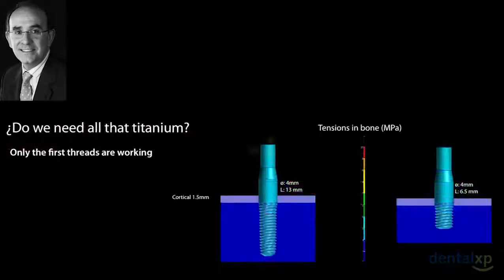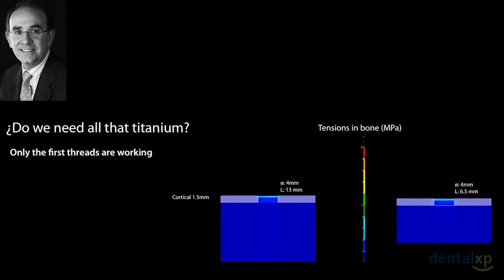If we observe the distribution of tension around the implants in the lab, we see that if we compare one implant of 13 millimeters with one of 6.5, in both cases the tension is in the first threads. Maybe the question is: does it make sense to normally use implants of 13 millimeters, or does it make sense to reduce the length of our implants?